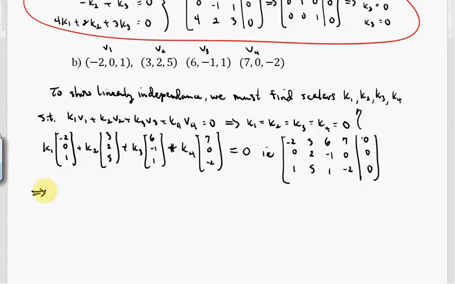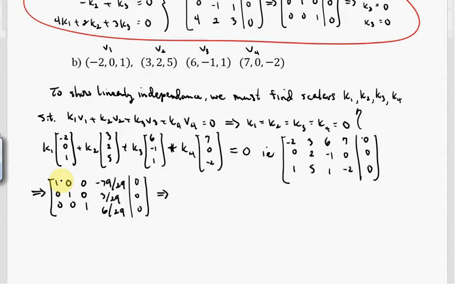On your graphing calculator, this is what you get: 1, 0, 0, 0, 1, 0, looking good there, 0, 0, 1. But here is the kicker: negative 79 over 29, positive 3 over 29, six over 29. Now watch this. Here's what this implies. K1 minus 79 over 29 times K sub 4 equals 0. K sub 2 plus 3 over 29 times K sub 4 equals 0. K sub 3 plus 6 over 29 times K sub 4 equals 0, where K sub 4 is the floating parameter, so that's equal to t.